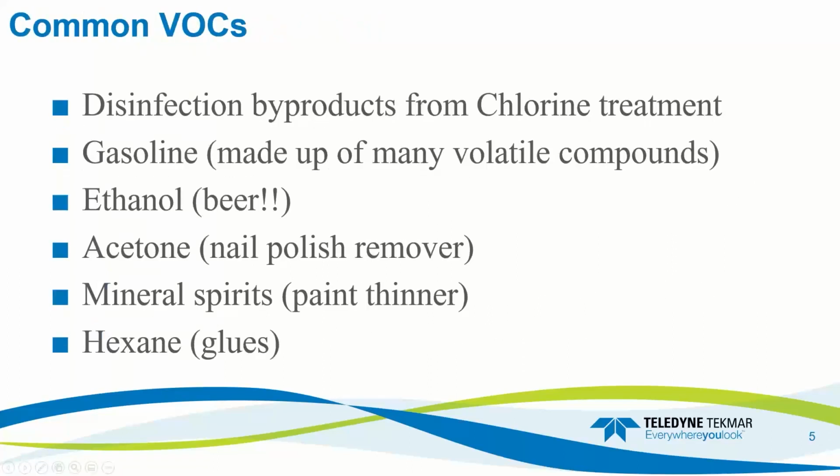Some common VOCs are disinfection byproducts from chlorine treatment. Gasoline is made of a lot of volatile compounds. Ethanol is found in beer, acetone in nail polish remover, mineral spirits in paint thinners, and hexane in glues.